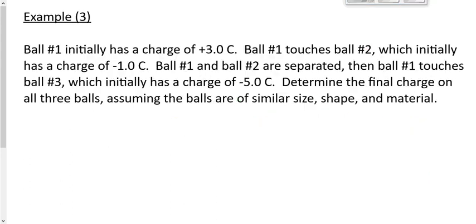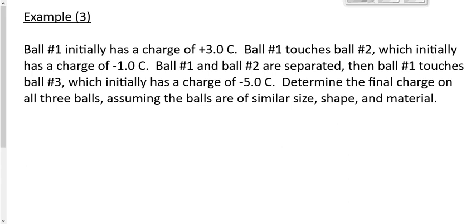Next question has some similarities to the last question, but there's more to it. It says ball number 1 has a charge of 3 coulombs, which, by the way, is a lot of charge. We said that it takes 10 to the 19 electrons to make up a coulomb of charge. Ball number 1 touches ball number 2, which has a charge of negative 1 coulomb. That's also a lot of charge. And then they're separated. And then ball 1 touches ball 3, which has a charge of negative 5 coulombs.